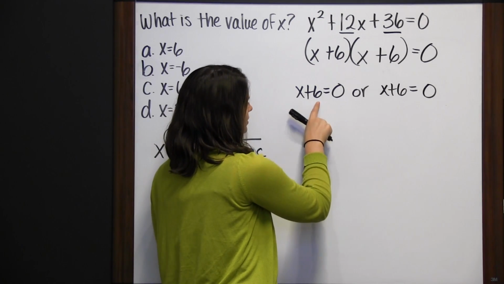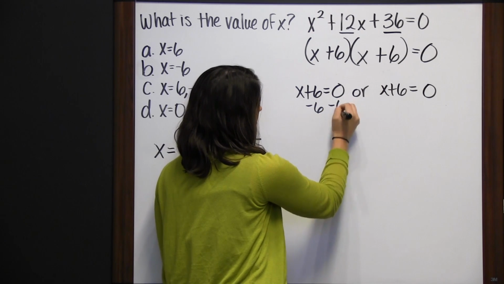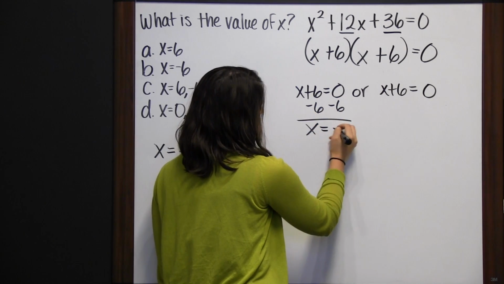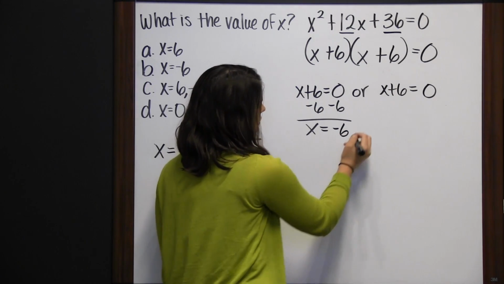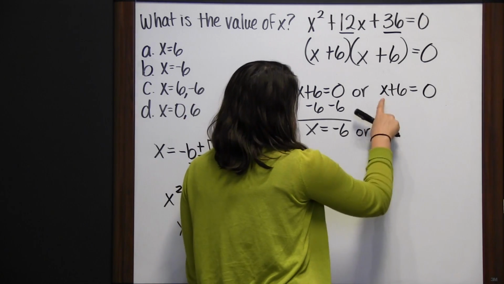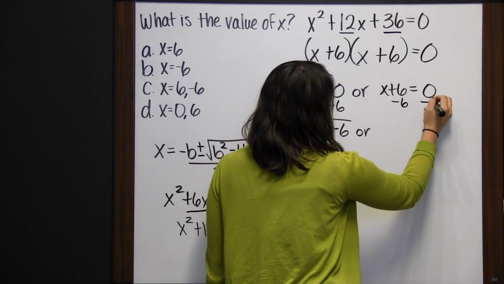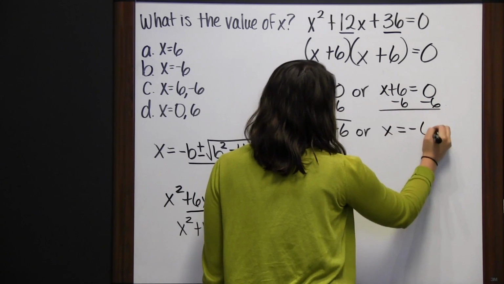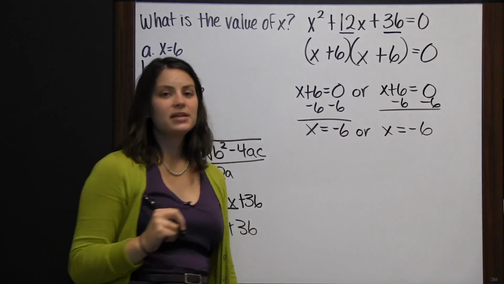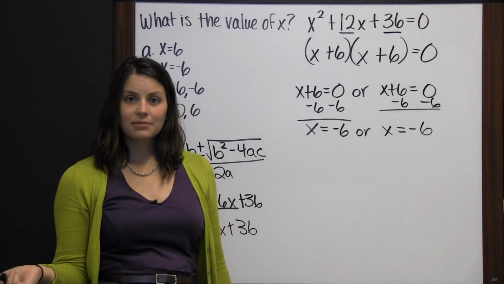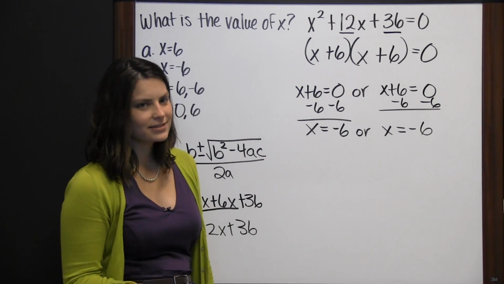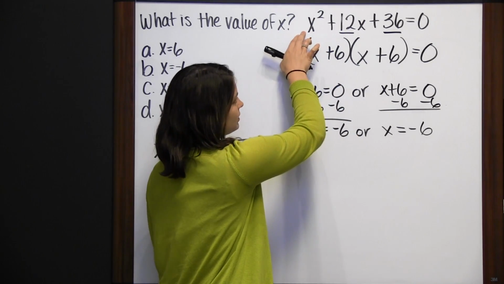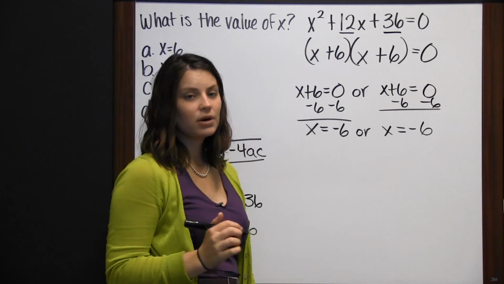To solve for x, we need to subtract 6 from both sides. So we have x equals -6. Or, again, to solve for x, we need to subtract 6 from both sides. So we have x equals -6. That means that x is either -6 or it's -6. And you can substitute that solution back in for x and check to see that it really does work.